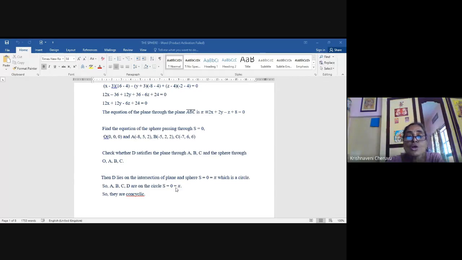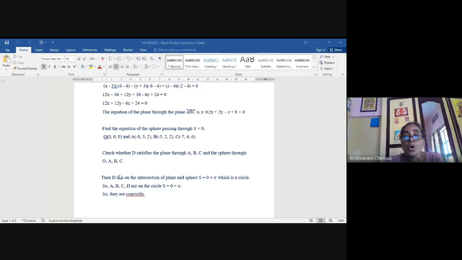S = 0 = pi, where S = 0 is the sphere passing through these 4 points O, A, B, C, and pi is the equation of the plane passing through the points A, B, C. Okay, girls. Now the point D is lying on the sphere S = 0, and the point D is also lying on the plane pi = 0. How will you know that? When D satisfies the equation of the sphere and the equation of the plane.